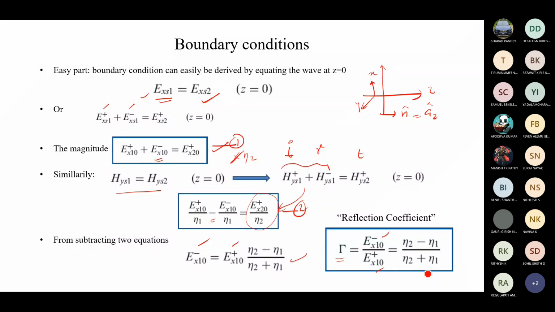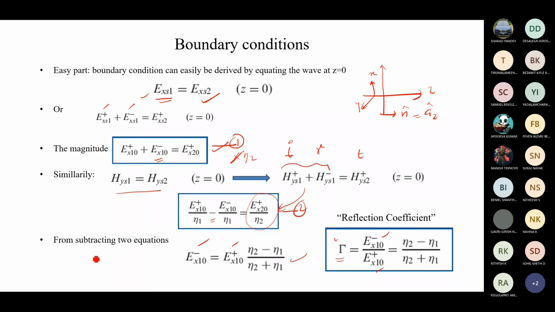And you can easily see this expression, which is very easy to remember. You can always say that it is eta 2 minus eta 1 divided by eta 1 plus eta 2. So in the numerator, we are subtracting. In the denominator, we are adding the two medium impedances, not the opposite. We can't do eta 1 minus eta 2 like that. We should not do that. It is always eta 2 minus eta 1 divided by eta 2 plus eta 1, and that is what we refer to as the reflection coefficient.